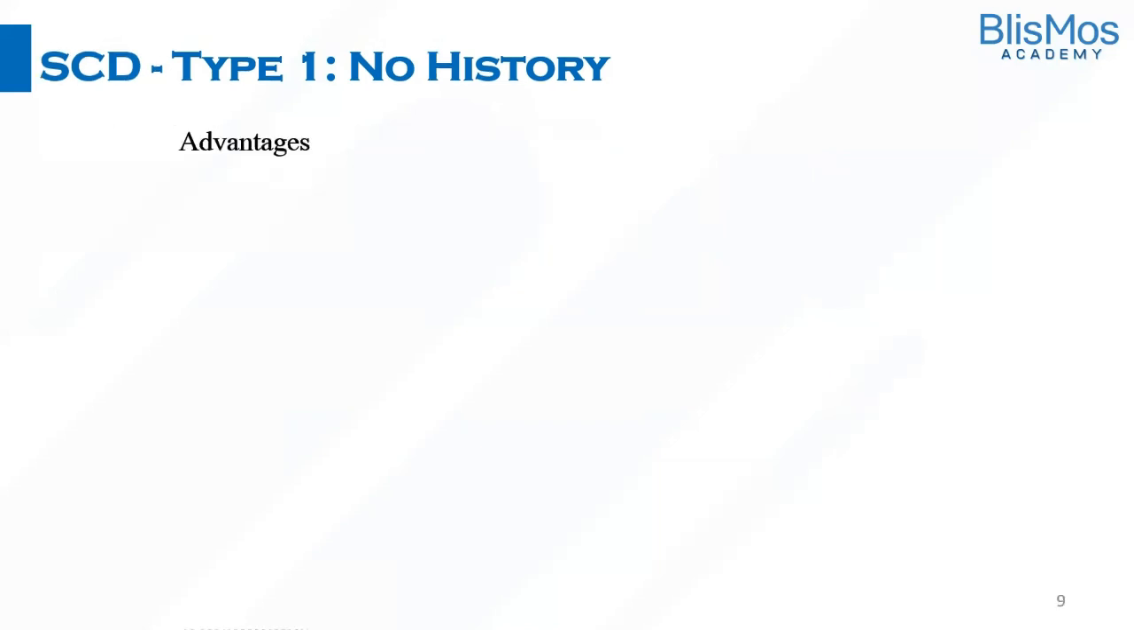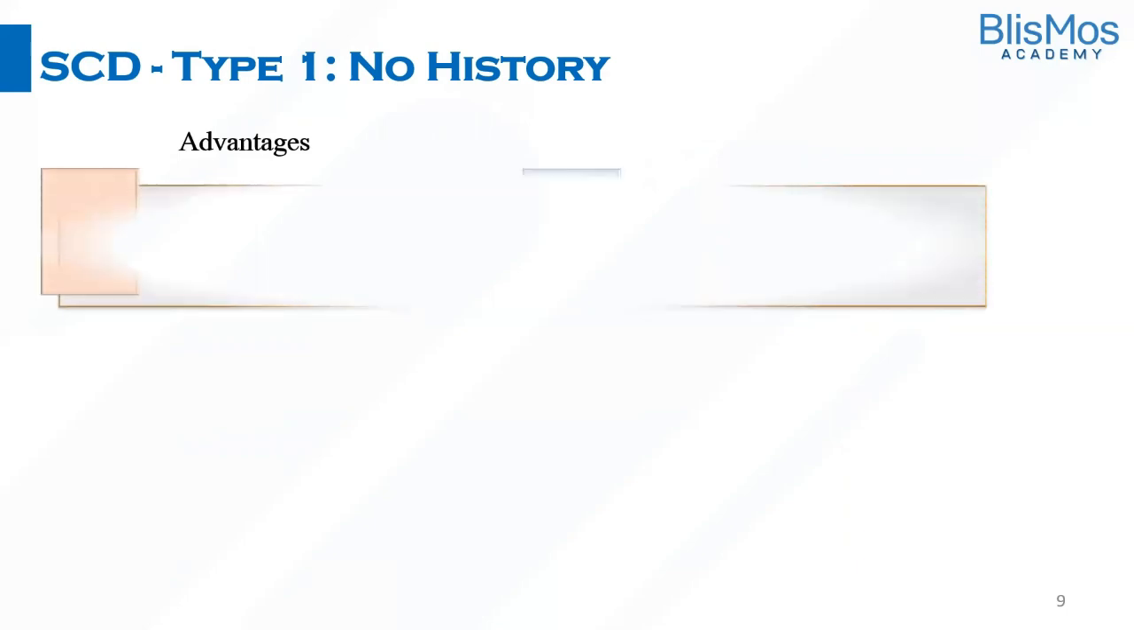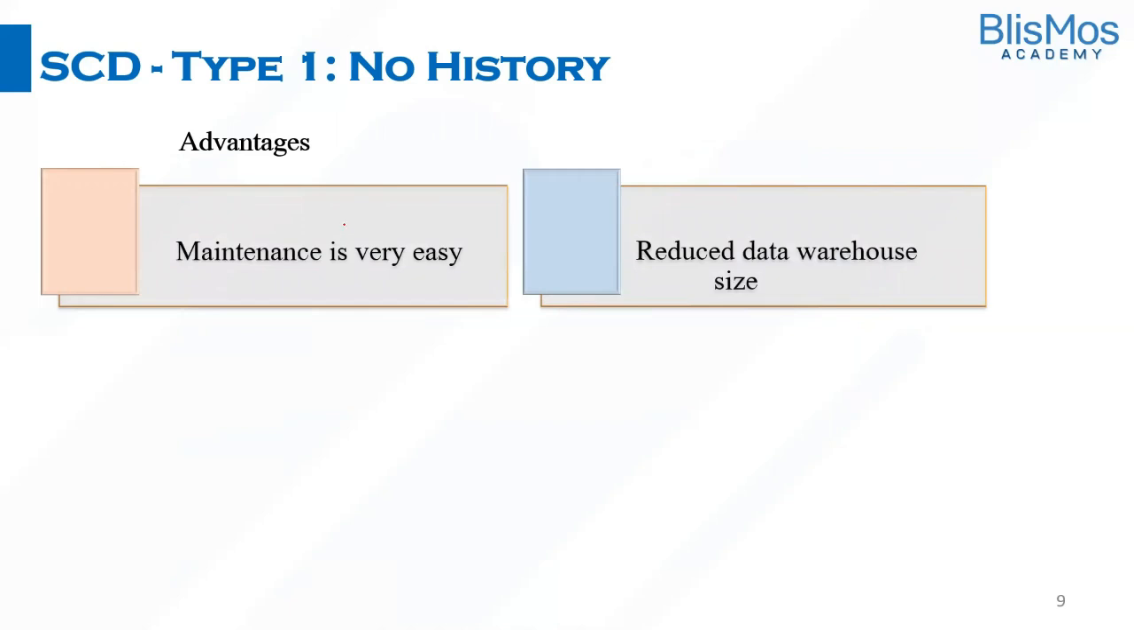Let us look at what are the advantages of this type 1 SCD. Advantages are, in this case, maintenance is very easy because we are just replacing the old value with the new value. There is no tracking of the history. Nothing needs to be done extra. Because we are not adding any extra rows, the size of the data warehouse will remain the same. As compared to the other SCDs, the size of the data warehouse will be less.